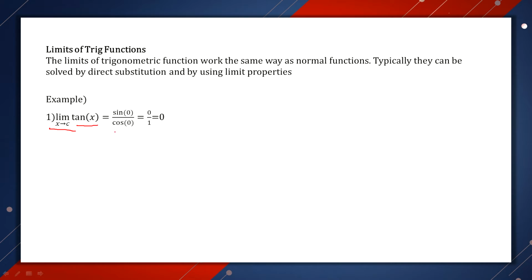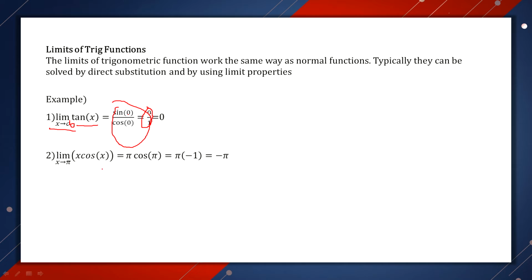Limit of tangent x. First, we divide tangent x this way: sin x over cosine x. But why here is c? Oh, sorry, it's a small mistake. So here it is 0. Then we put this 0 into x. This becomes sin 0 over cosine 0. Then we can get this value 0 over 1. So the result is 0.